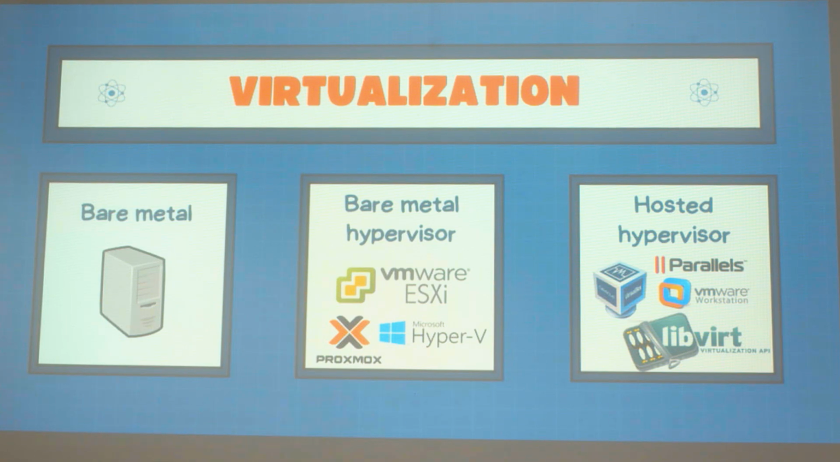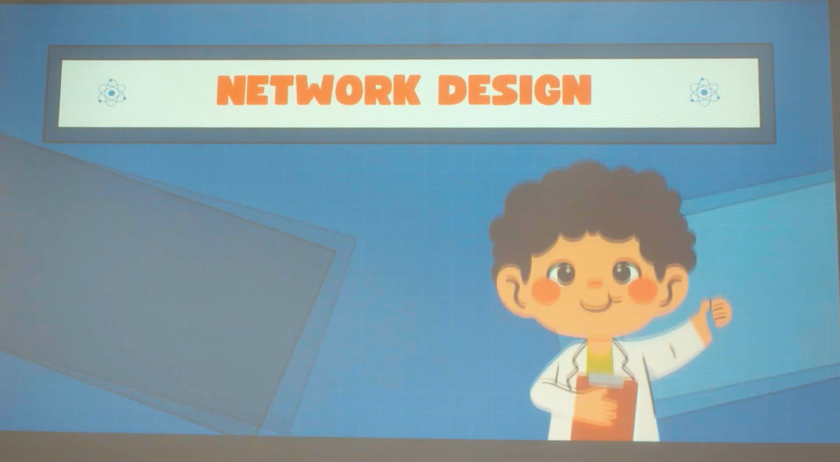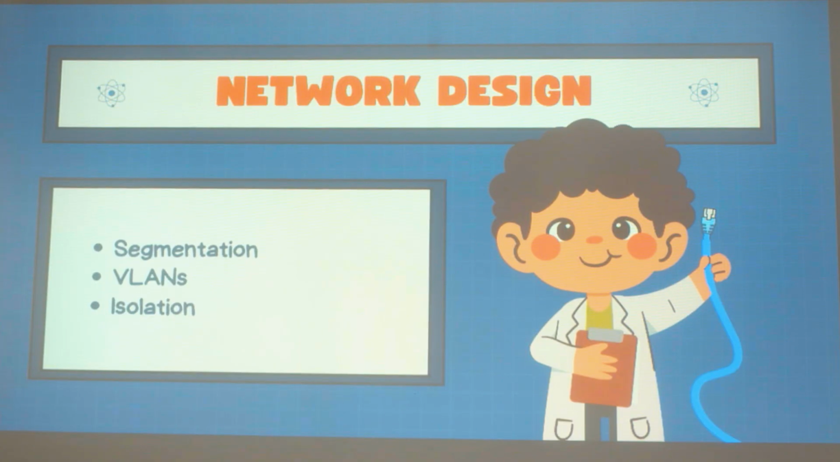So network design. When you get to network design during your architecture planning, the goal here is to reduce the blast radius, right? So if you're going to be messing around with malware or other dangerous things, you want to make sure that it does not get out. And so there's 3 strategies you can use here. So there's segmentation, VLANs, and isolation.